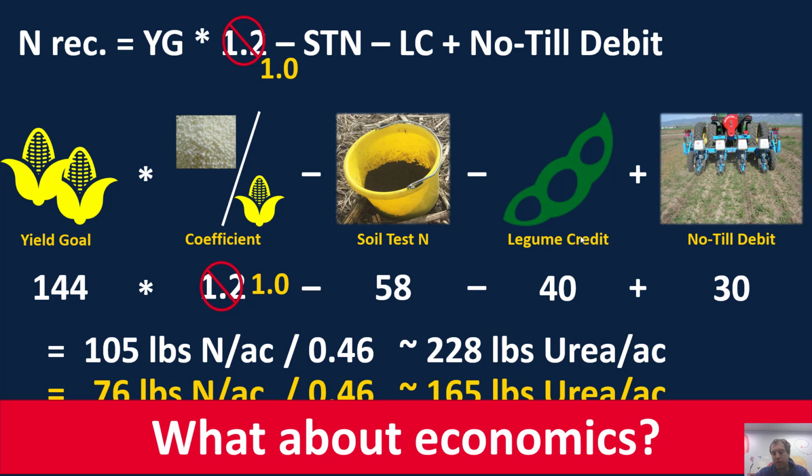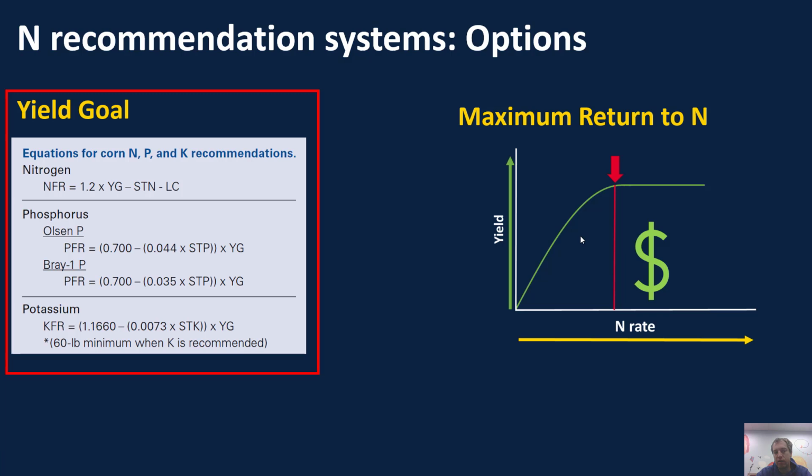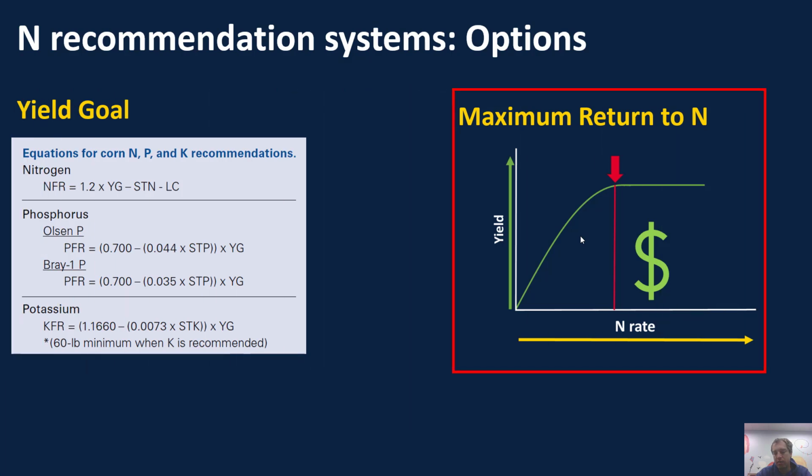So then the other question people ask about, so this is the yield goal approach. Here you don't see anything about economics, as far as what the cost of fertilizer is, or what the profit is from selling the corn and things like that. We want to add that into it. It complicates the relationship some, but that's a lot of what the maximum return to nitrogen system does. So if we switch from our yield goal to the maximum return to nitrogen system and look at how that does in predicting these nitrogen requirements, that's what we're going to look at next.